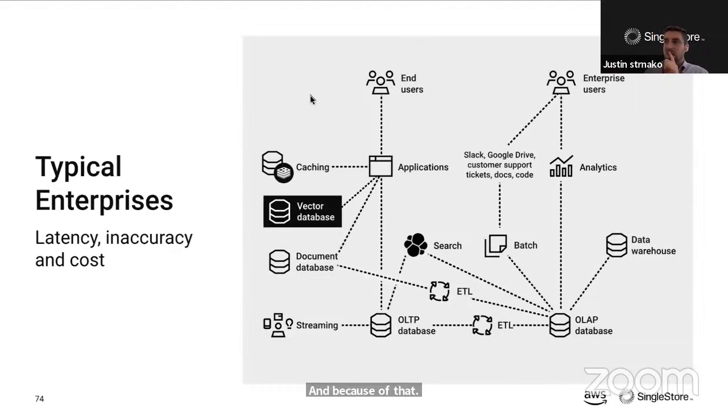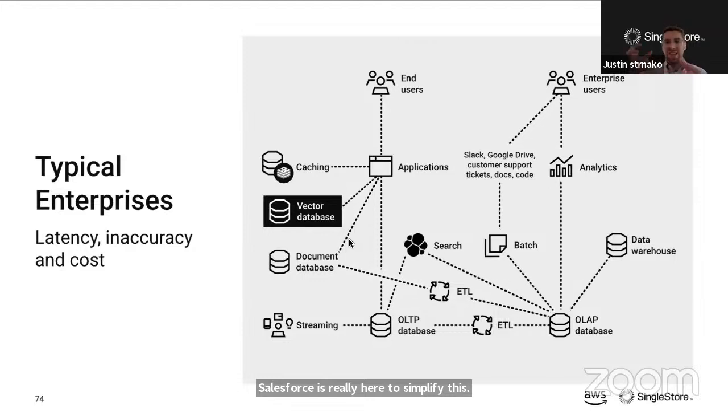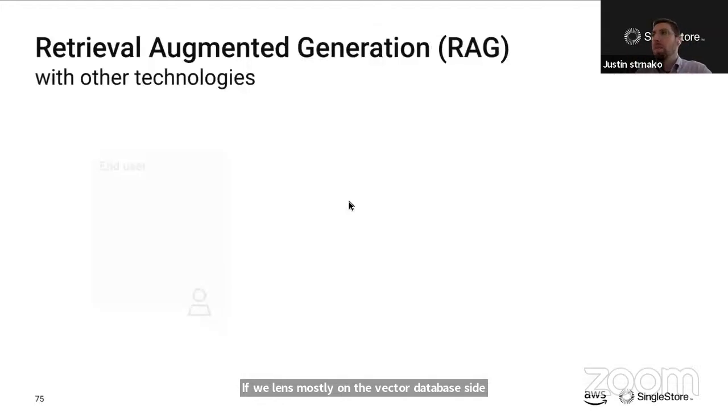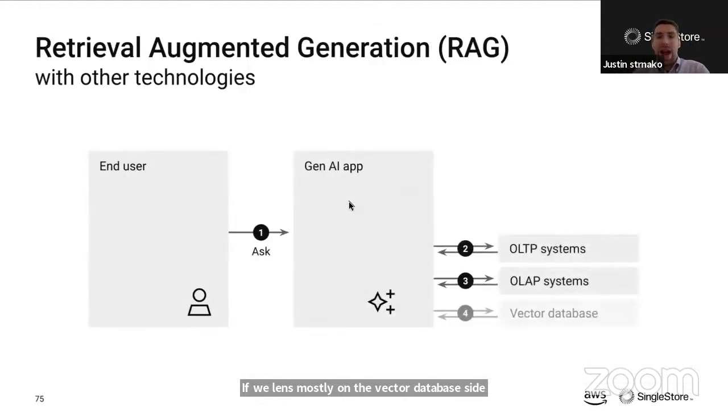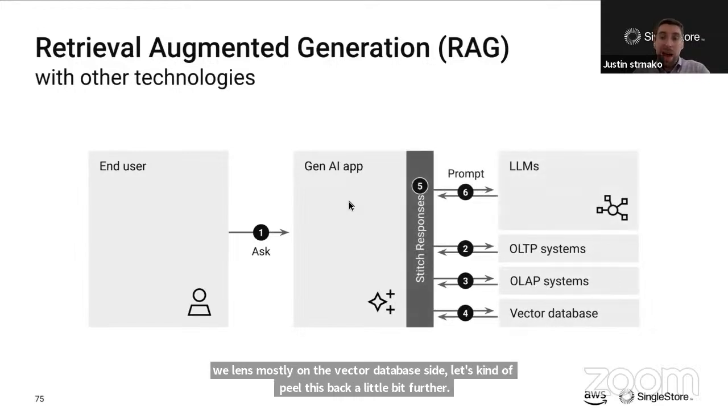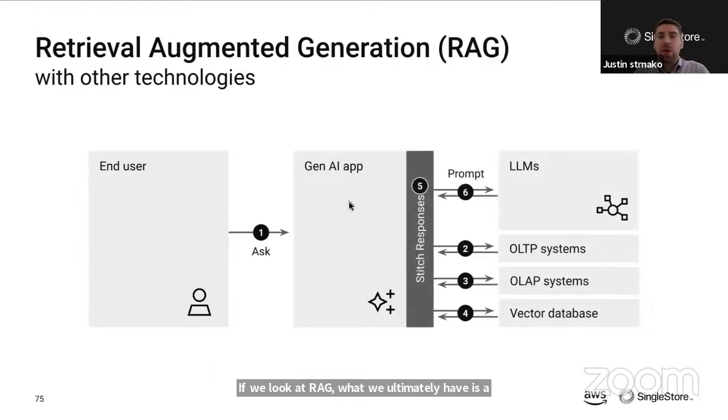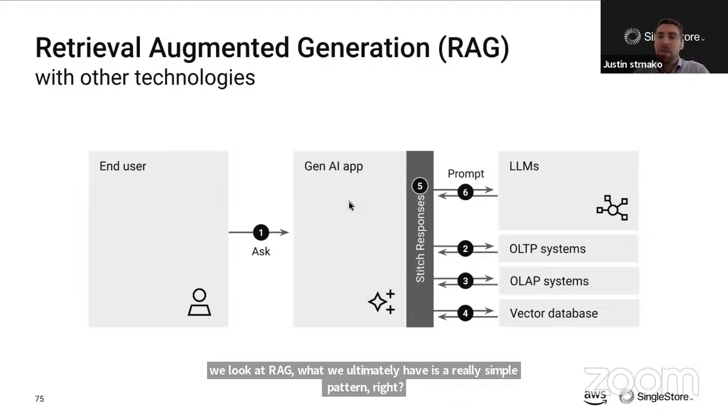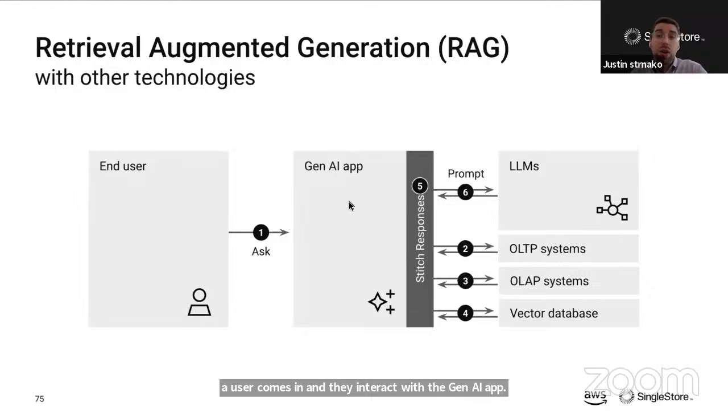If we lens mostly on the vector database side, let's peel this back a little bit further. If we look at RAG, what we ultimately have is a really simple pattern, right? A user comes in and they interact with a GenAI app. Ultimately, the user gets back that response. But what's under the hood has a huge impact on user experience, not just the quality of the databases, but potentially even the quantity too.